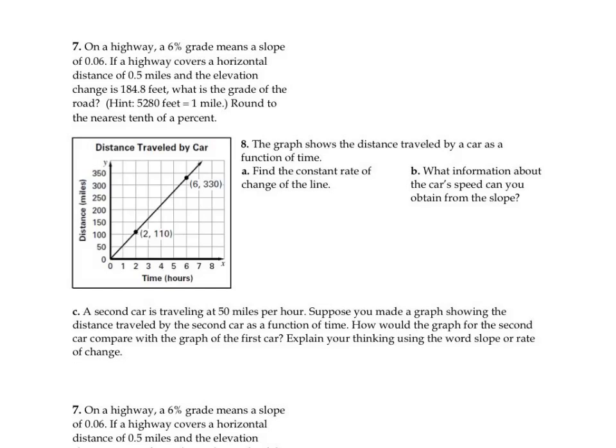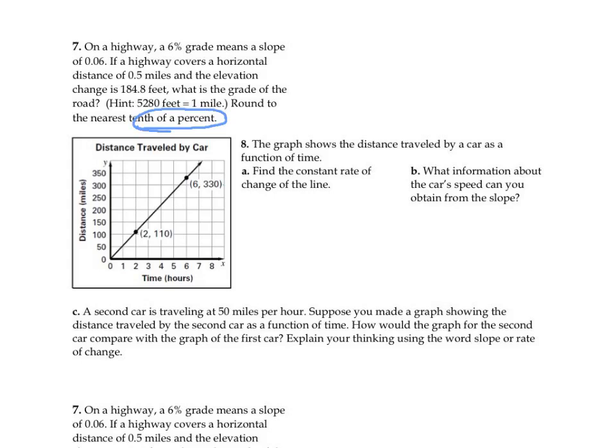So taking a look on the back at question number 7, it says on a highway, a grade of 6% means the slope of 0.06. If a highway covers a horizontal distance of a half mile and the elevation change is 184.8 feet, what is the grade of the road? Round to the nearest tenth of a percent. So I know I need to write my answer as a percent.